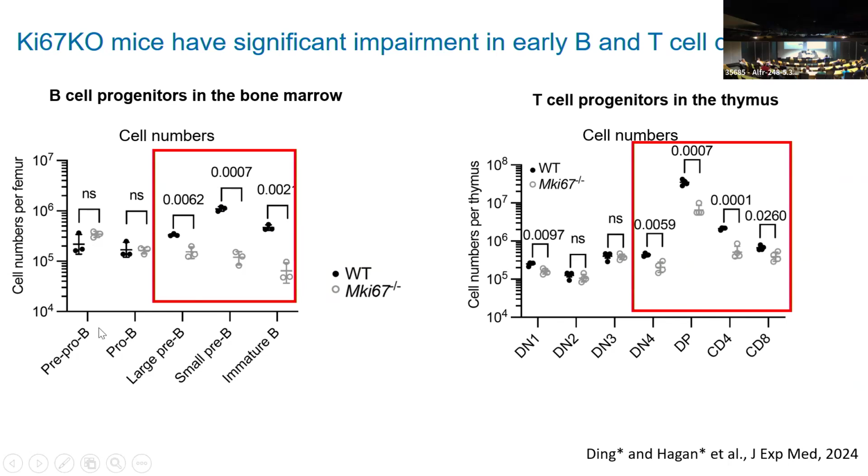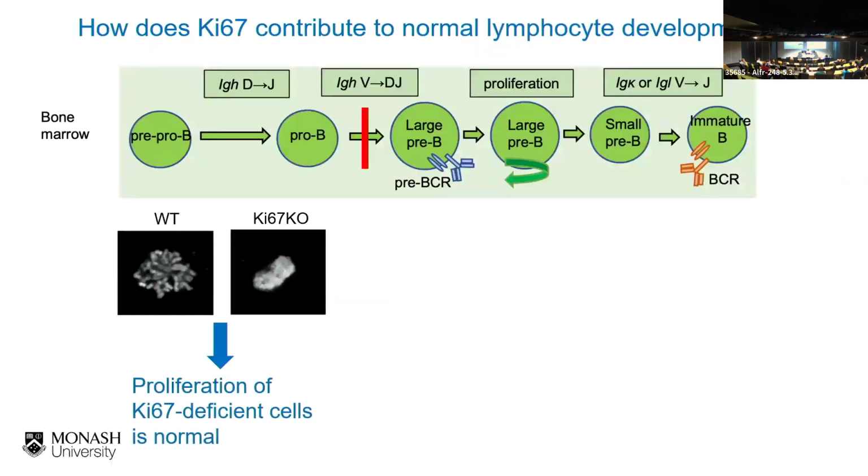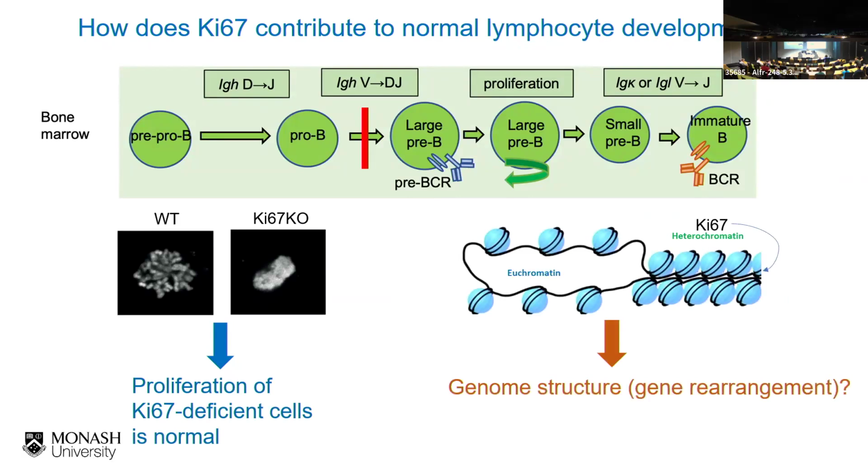And actually, if you do a differentiation index calculation, you'll see that the defects actually started already from the transition of Pro-B to large pre-B in the B cells and from DN3 to DN4 in the T cells. So we see that there's a partial blockage in the Ki67 deficient mouse in their lymphocyte development stages. And we know that the proliferation of those Ki67 deficient cells is largely normal. So what is the mechanism that causes this partial blockage then?